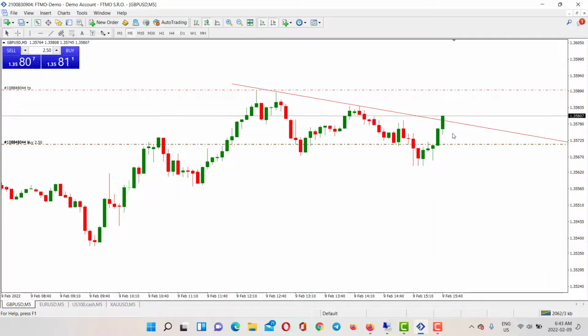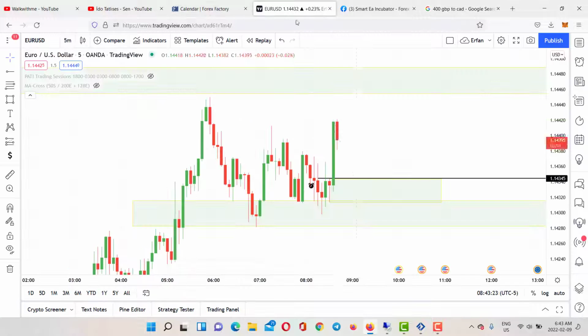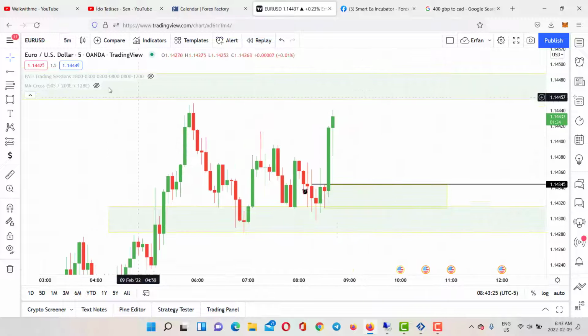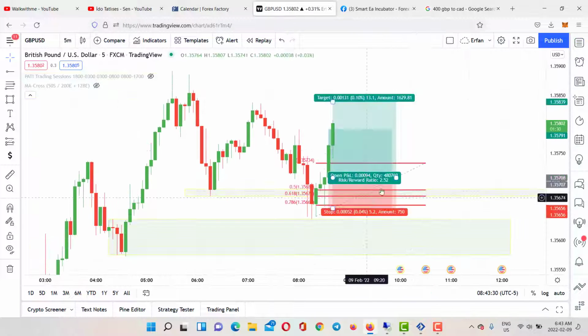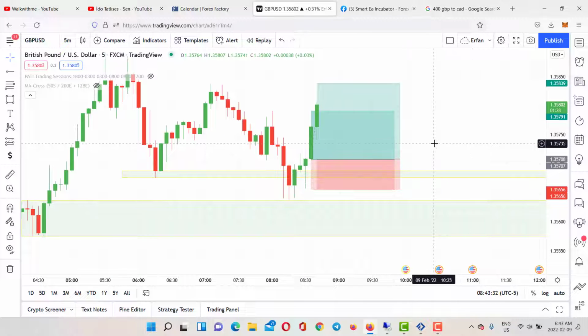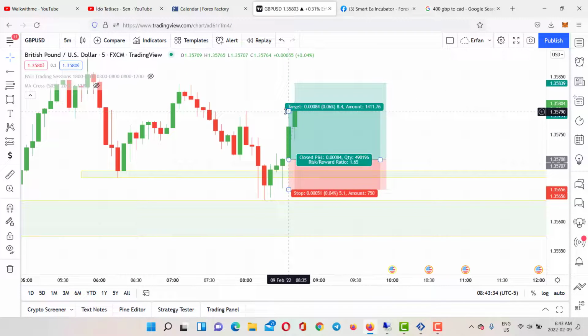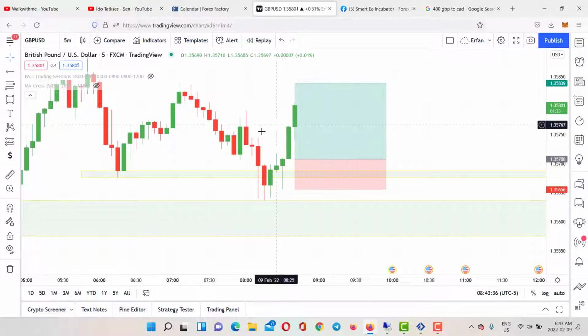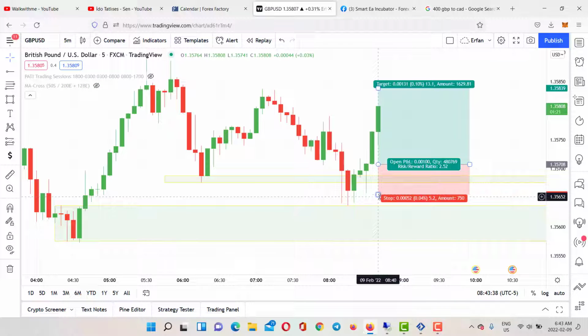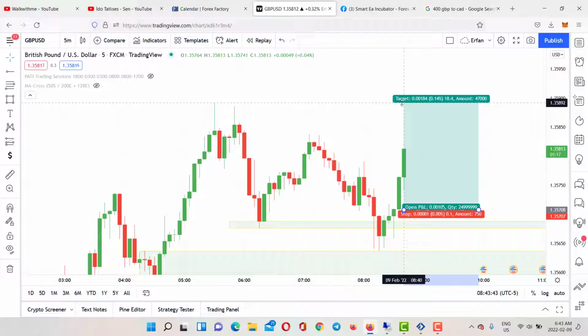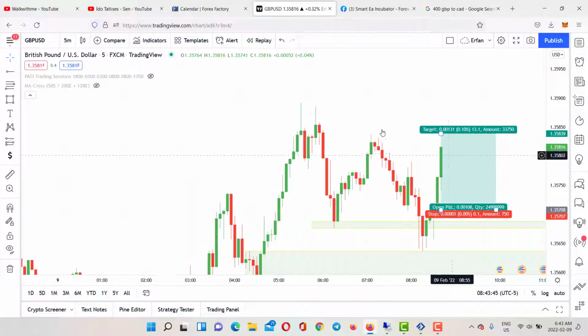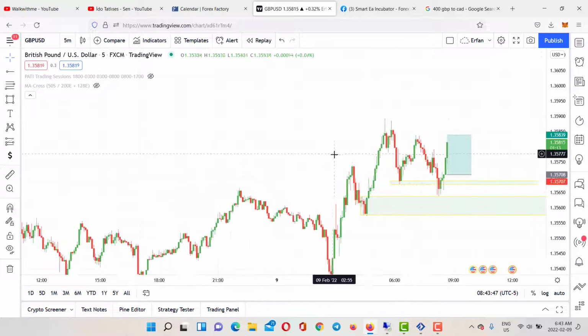Then even if it does a correction, I don't really care because my first TP got smashed. EURUSD is still not going down for correction, same as GBPUSD. So GBPUSD, I'm going to remove this one, which was a 1-to-1 trade, and now I have a totally risk-free trade. I can move it up to here, I can move it up to here. It depends on me where I want to close my trade.